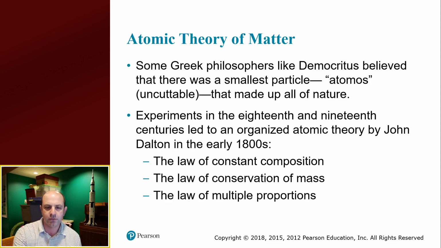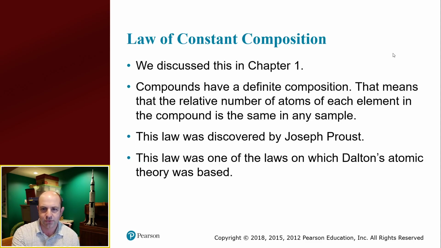And so, using a few laws that he knew about, we have constant composition, the law of conservation of mass, and the law of multiple proportions. Combining those three laws, he came up with a pretty good idea of what is making up matter. So constant composition, we talked about this in chapter one, is that every compound has a definite composition, a fixed ratio of the atoms in it. This was Proust. Sorry, that was not Dalton, Proust.